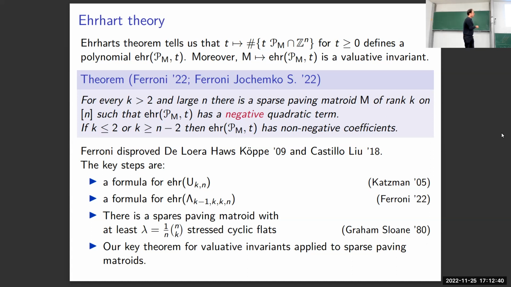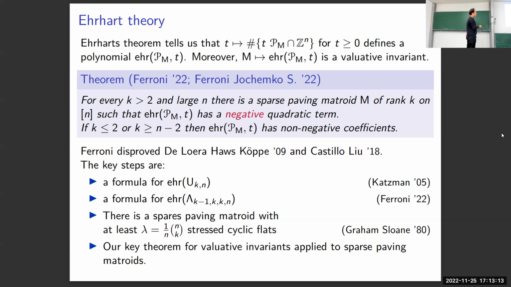So here's the strategy. Find a formula for the Ehrhart polynomial of the uniform matroid. That was done already. Find a formula for these cuspidal matroids, which are of a very particular form. Here the size of the set is exactly k, and the rank is k minus 1. So it's a very specific form, but this is what belongs to being sparse paving. So we just need to find these two formulas, and then there's the trick.